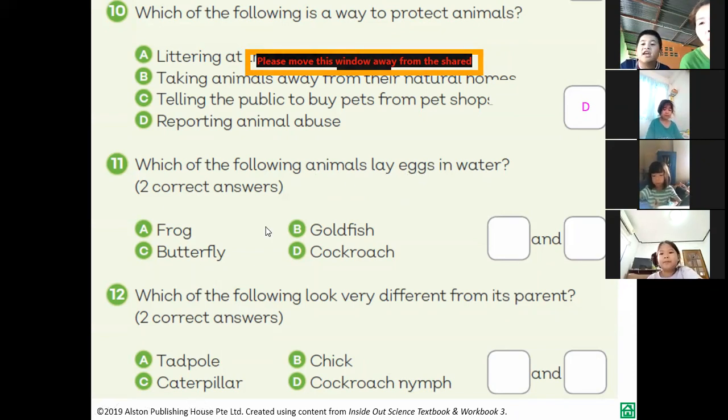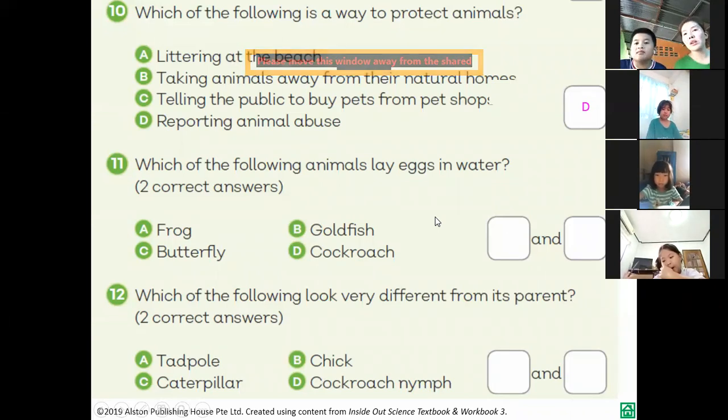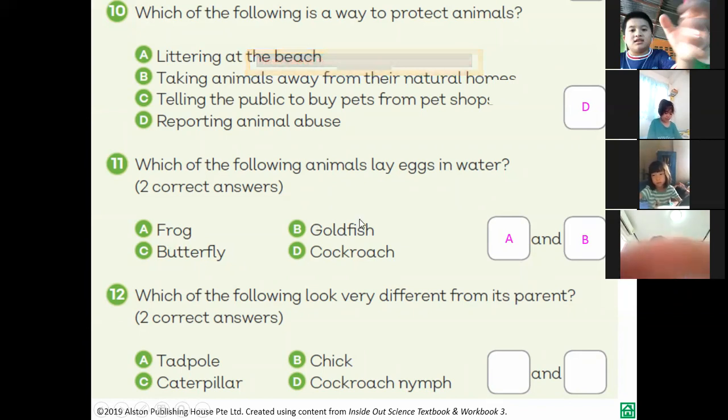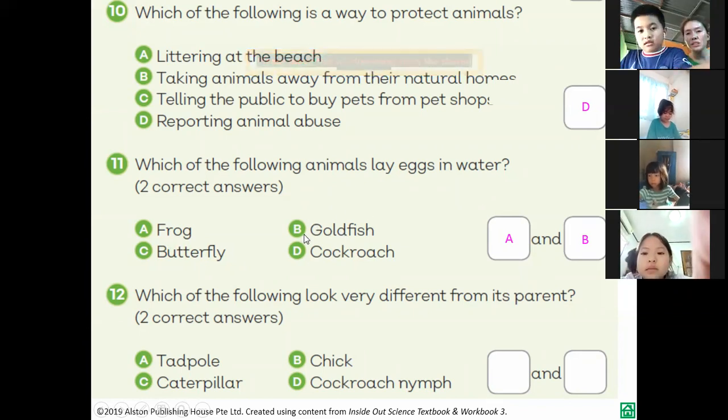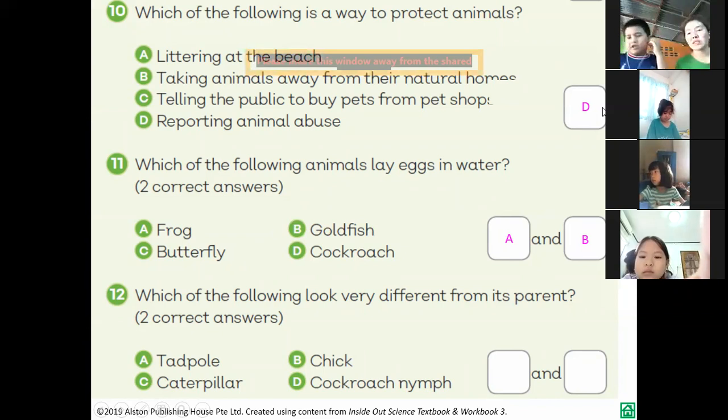There are two answers. A and B. Yes, very good. So frog and goldfish, they lay eggs in the water. Very good. Okay, now let's proceed to number 12.